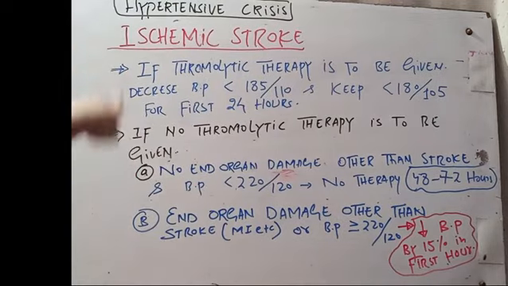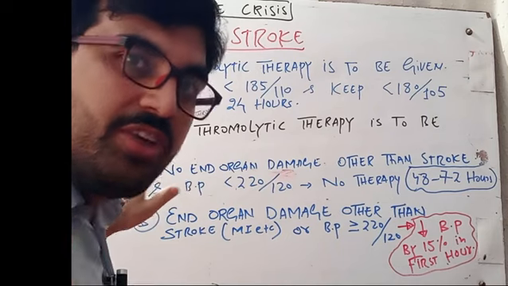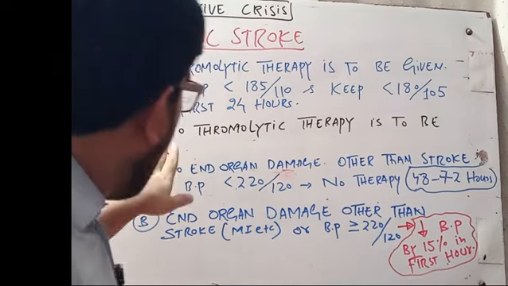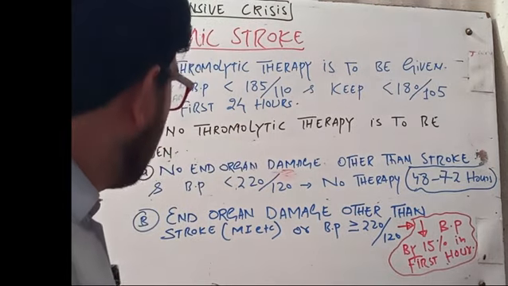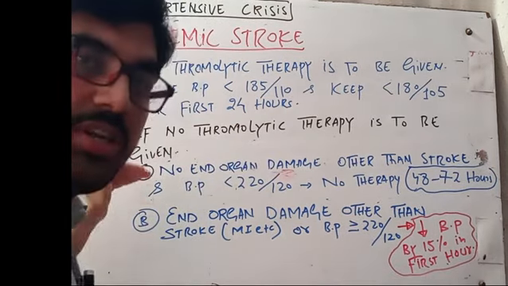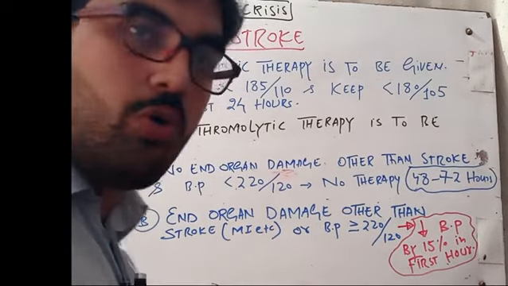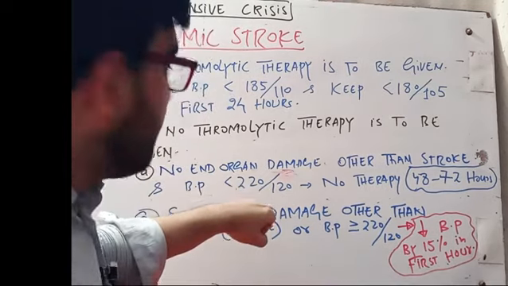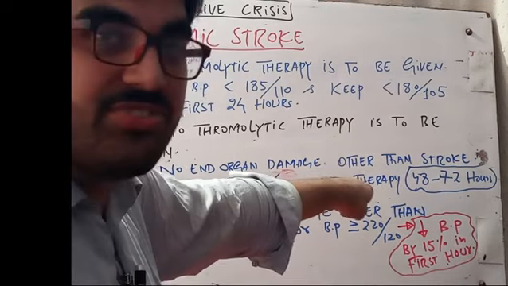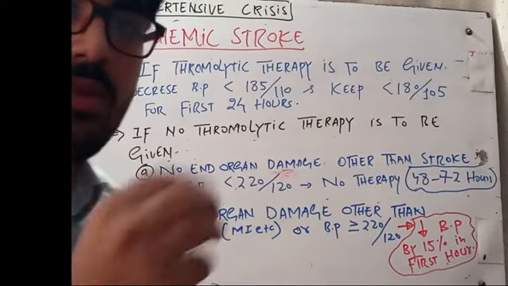So these are the guidelines. We must follow them. If no thrombolytic therapy is to be given, the patient presented late, or the patient is having a contraindication for thrombolytics, we are having two options now. If there is no end organ damage other than stroke, and the BP is less than 220 by 120, no therapy is needed, at least for 48 to 72 hours. Why?